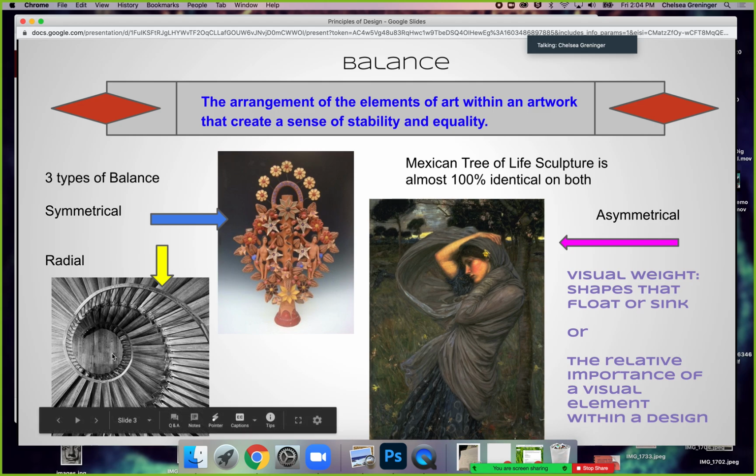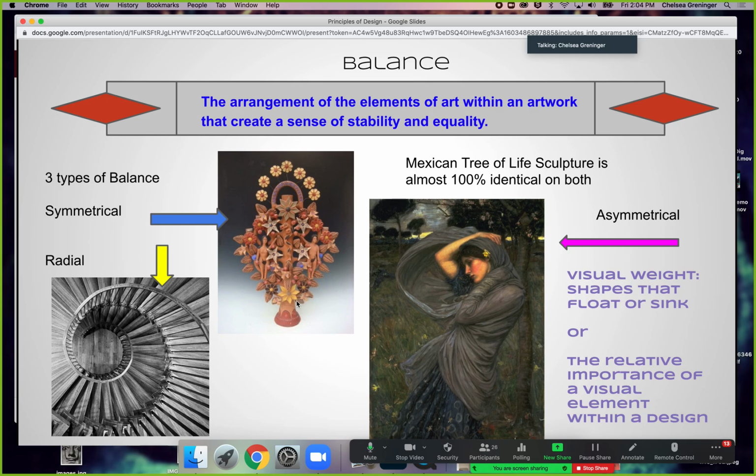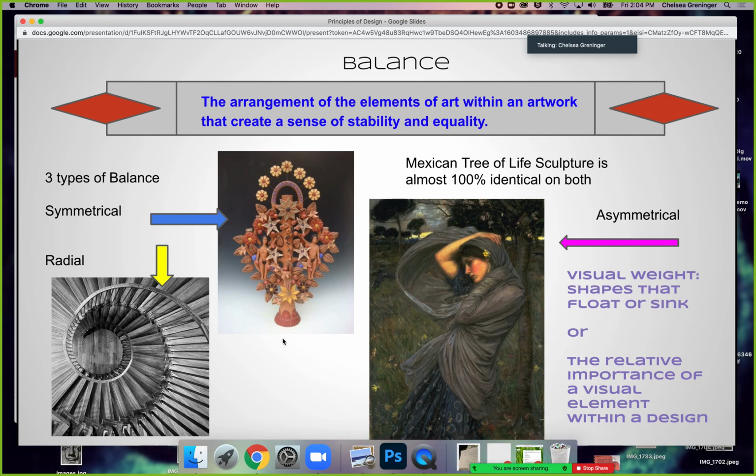Balance can be radial, so it can start from the center and spiral out. We see this in a lot of architecture, and we also see it in nature. We see symmetrical balance, and this Mexican Tree of Life sculpture is a really good example. It's almost the same on both sides. There is an Adam and Eve in this one, so that's probably the only difference. Imagine something symmetrically balanced. If you drew a line down the center and folded it in half, it would be the same on both sides. And then something that is asymmetrically balanced.